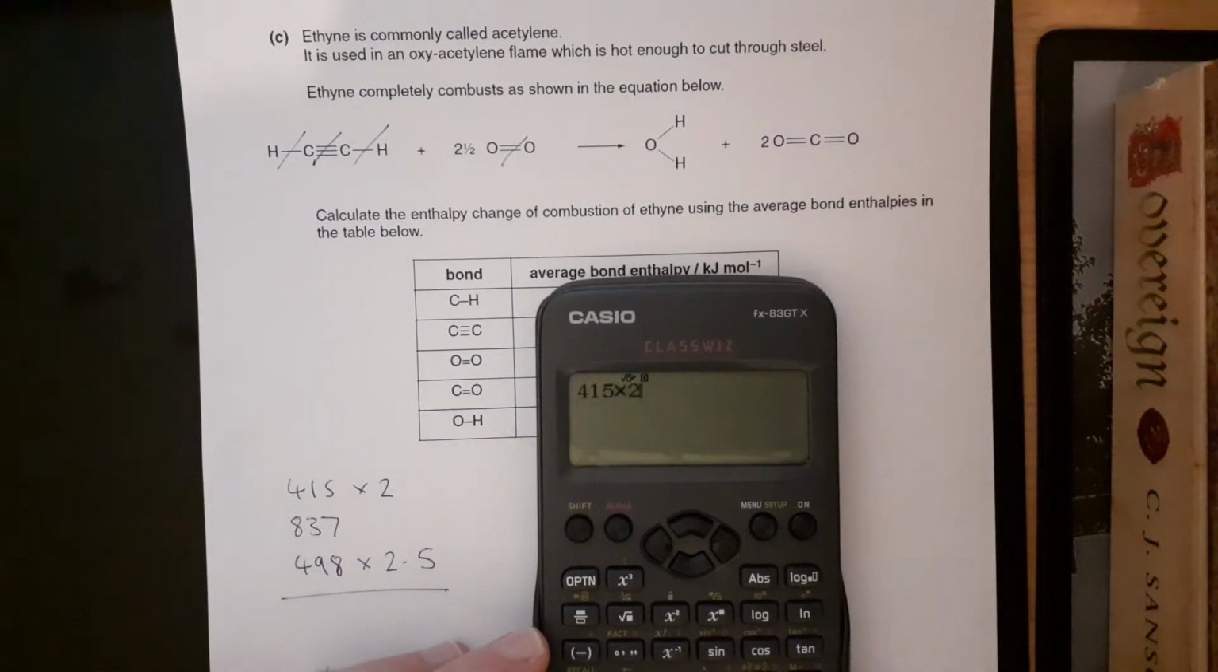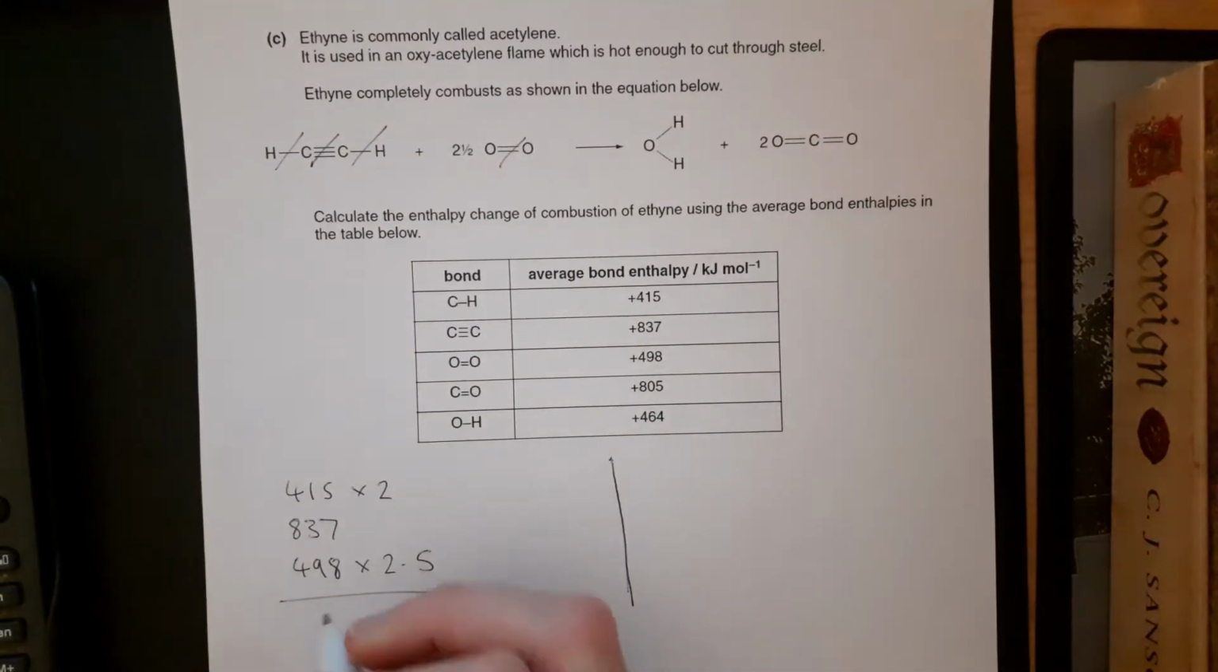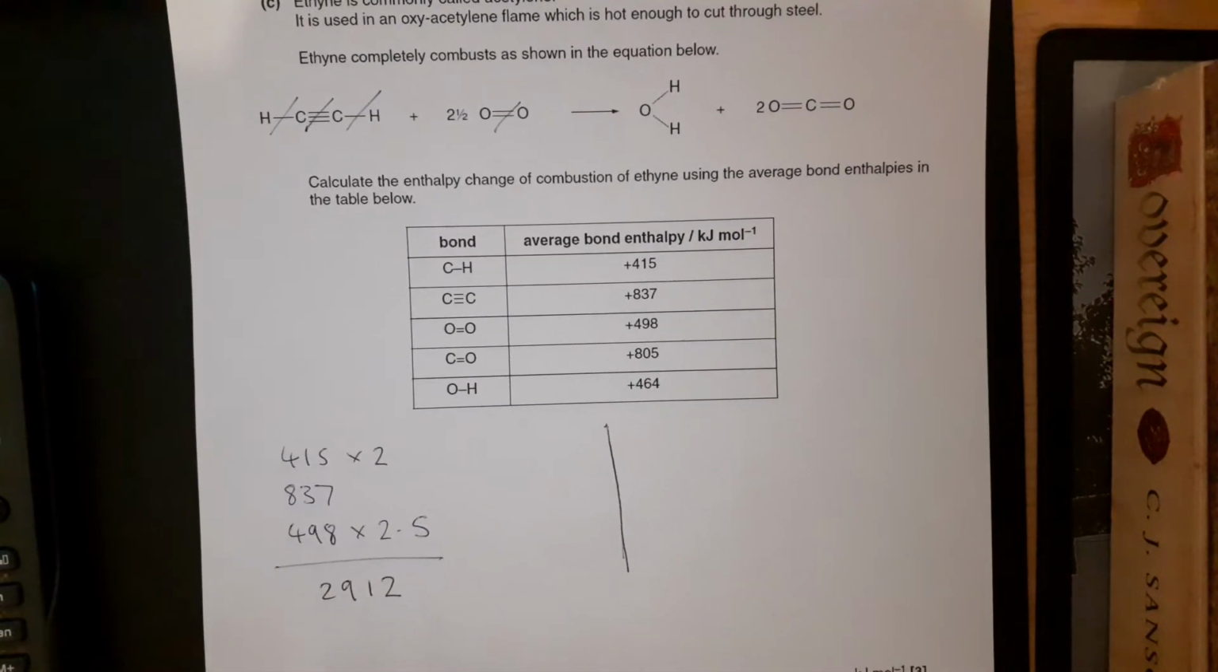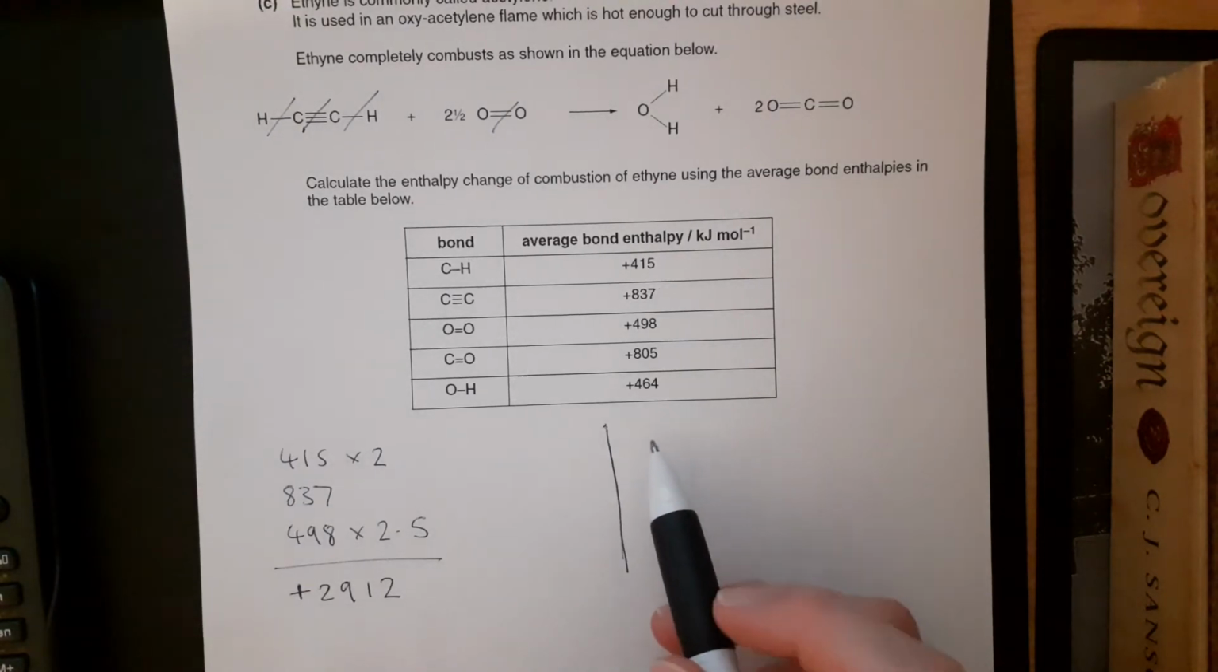415 times 2 plus 837 plus 498 times 2.5. So 2912. And those are all the bonds we have to break. Breaking bonds is an endothermic process. We have to put energy in order to break a bond. So we're going to have to add that much energy to break all of those bonds. Okay, what about the bonds that are being formed?